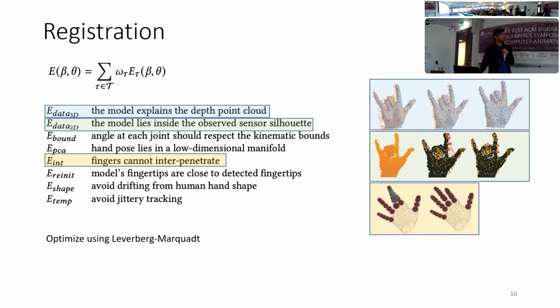And all these terms that we have seen so far are per-frame terms. So we also have one more term which says that the tracking should be smooth, a temporal prior. We linearize each of these terms and then use a Levenberg-Marquardt algorithm to optimize the energy. More details about all the other terms can be found in the paper. I'll now focus on the 3D and 2D data terms, which play a crucial role in the registration, and also the effect of the shape adaptation on these terms.